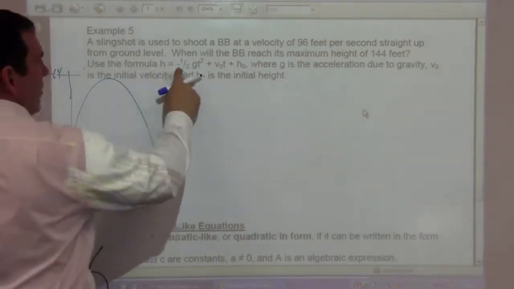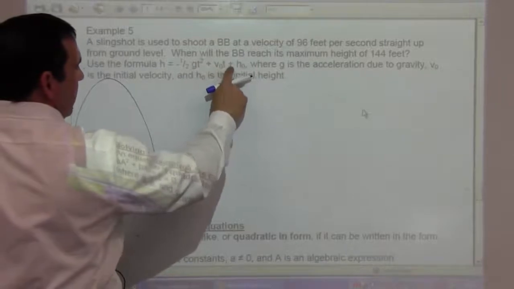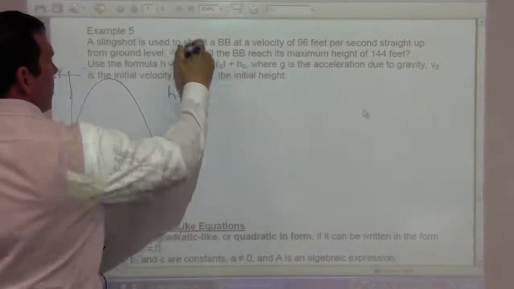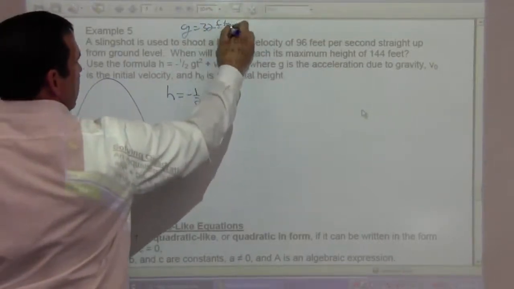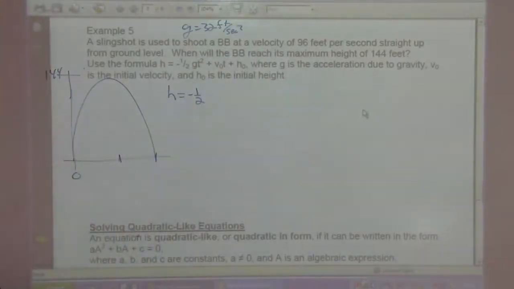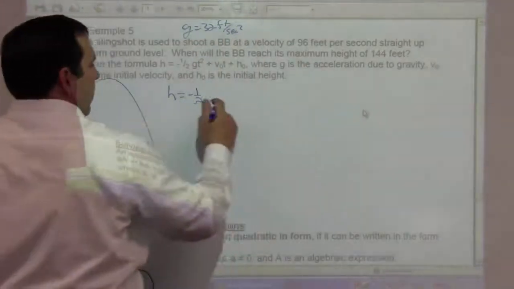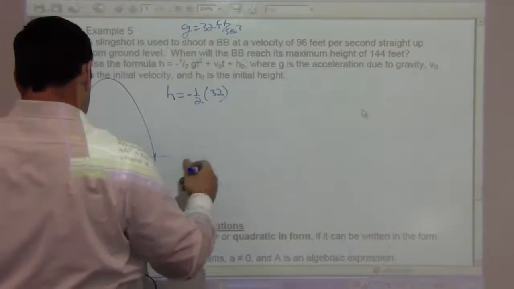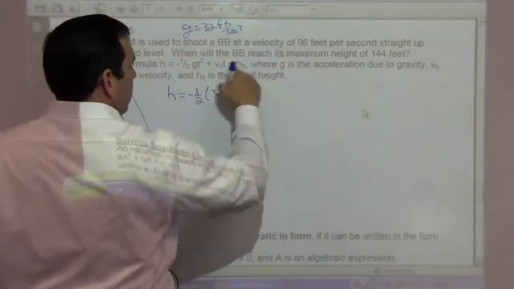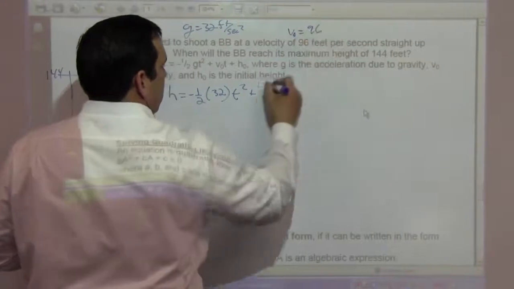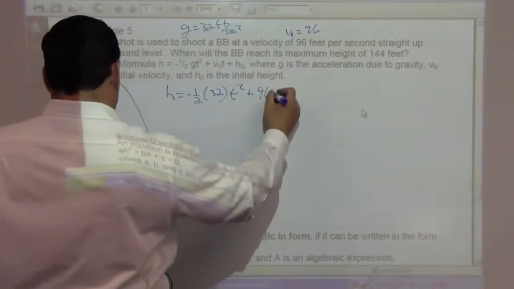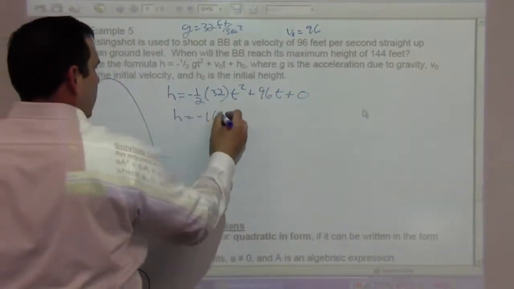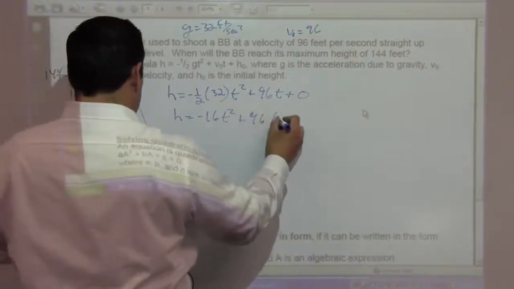So use the formula h equals negative 1/2 g t squared plus v naught t plus h naught. So our h is going to be negative 1/2. Now g is 32 feet per second squared. That's the acceleration due to gravity. So we have 32 here, t squared plus our initial velocity v naught is 96, so that's going to be 96 t plus, and our initial height is 0. So h would be negative 16 t squared plus 96 t.